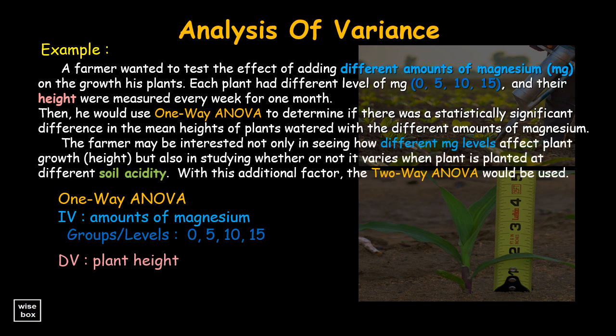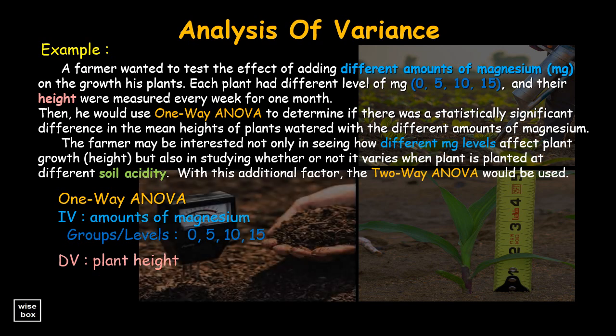The farmer may be interested not only in seeing how different Mg levels affect growth or height, but also in studying whether or not it varies when plants are planted at locations with different soil acidity. With this additional factor, the two-way Anova would be used.